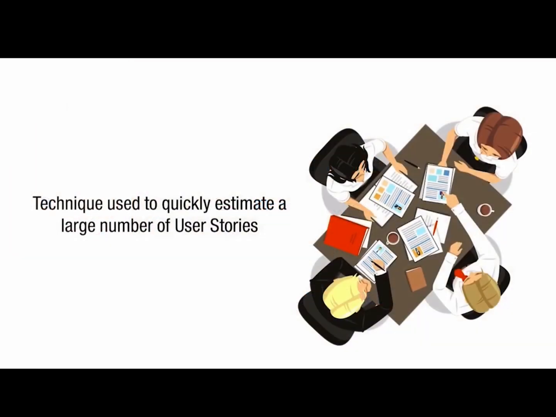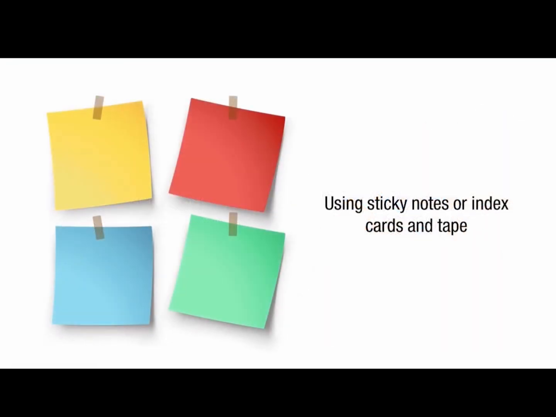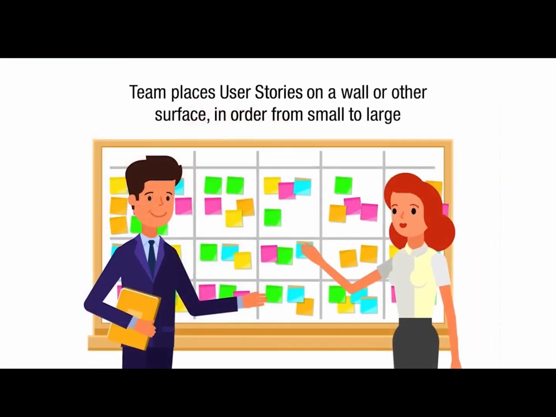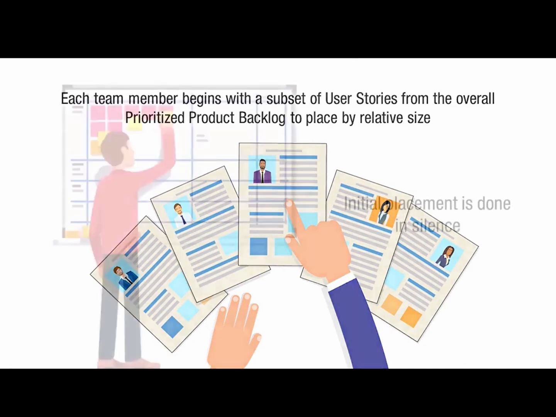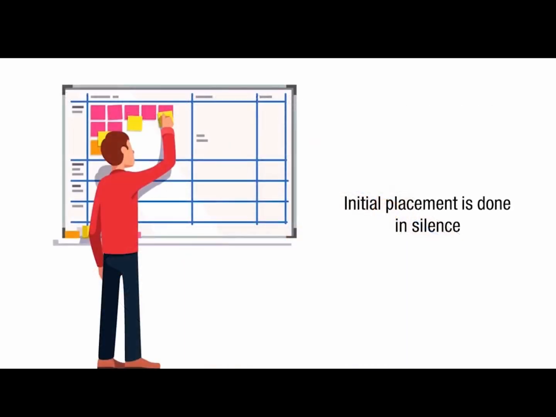It is a technique used to quickly estimate a large number of user stories. Using sticky notes or index cards and tape, the team places user stories on a wall or other surface in order from small to large. For this, each team member begins with a subset of user stories from the overall prioritized product backlog to place by relative size. This initial placement is done in silence.